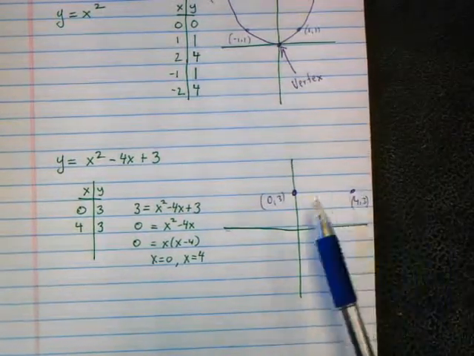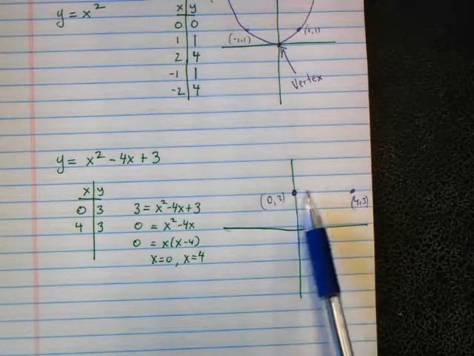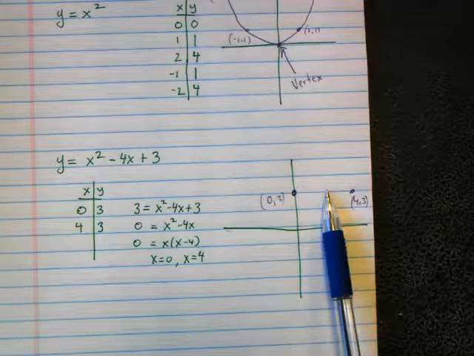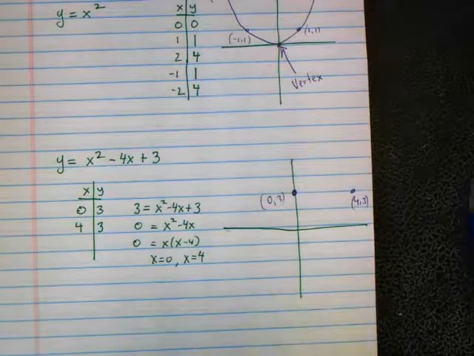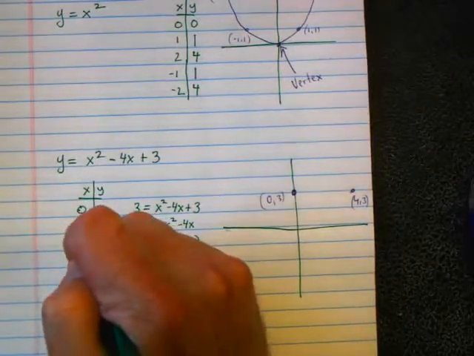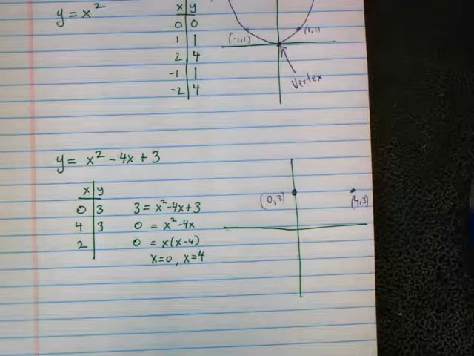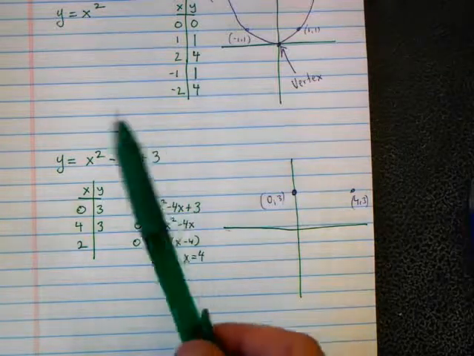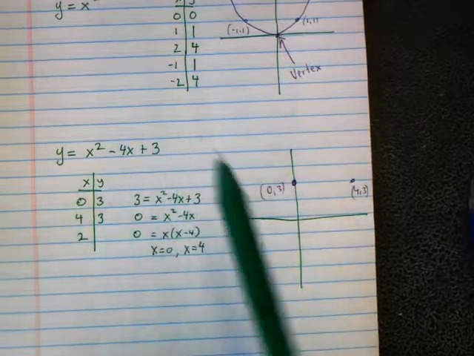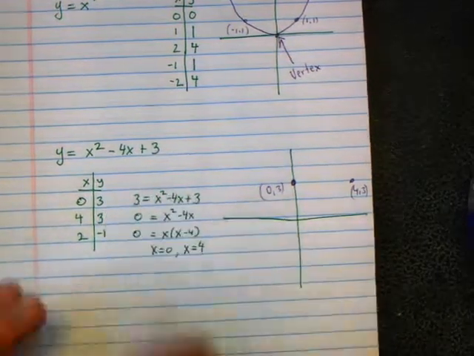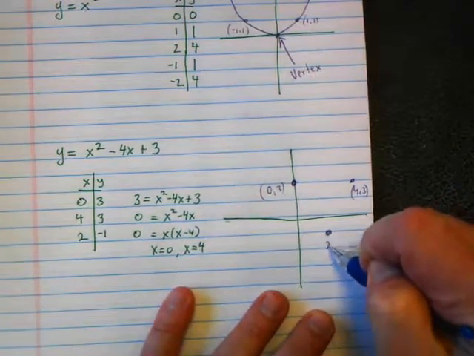Once I have 2 points that have exactly the same y value, where's the vertex? It's going to be in the middle, halfway in between. What's halfway between 0 and 4? 2. So my vertex is going to happen when x is 2. It's always going to be halfway in between those 2 values. So now I take 2 and I plug it in. When I plug in 2, I get 4 minus 8, that's negative 4, plus 3 is negative 1. So I have my vertex right here, 2, negative 1.